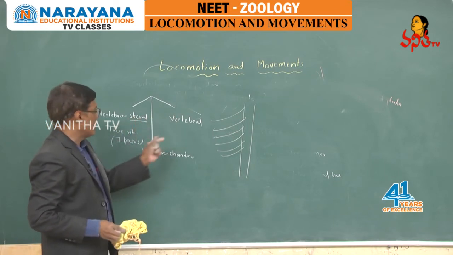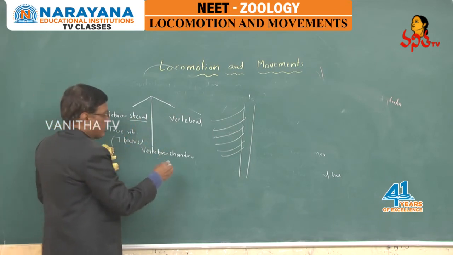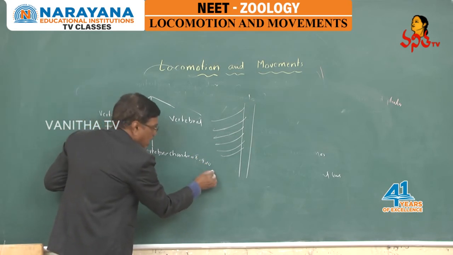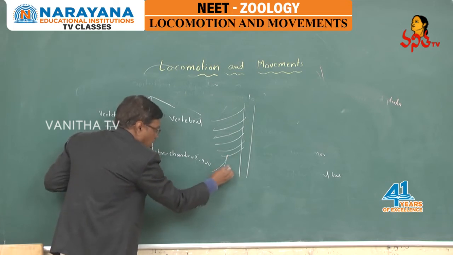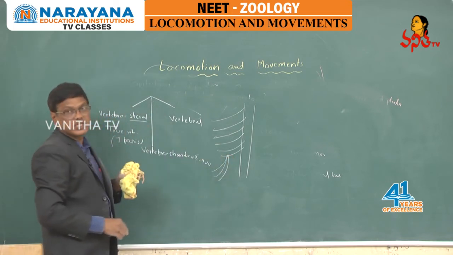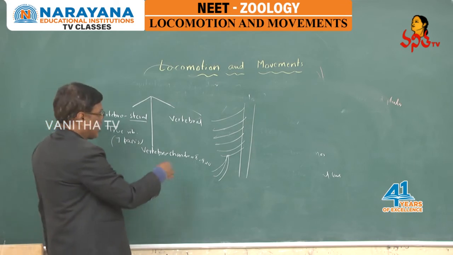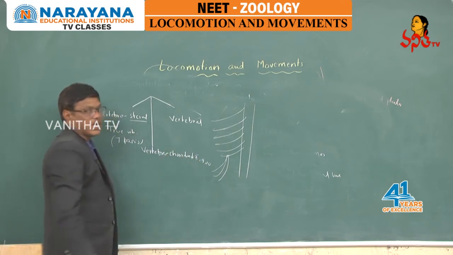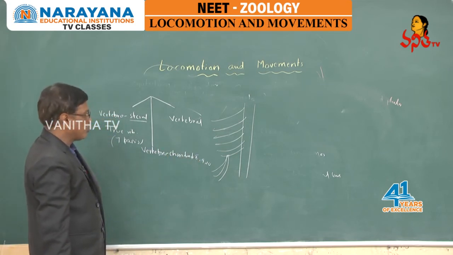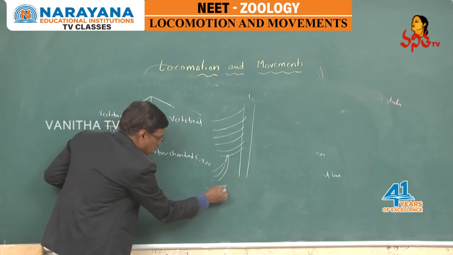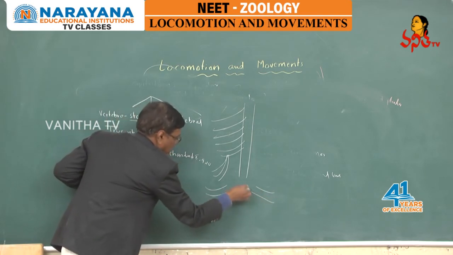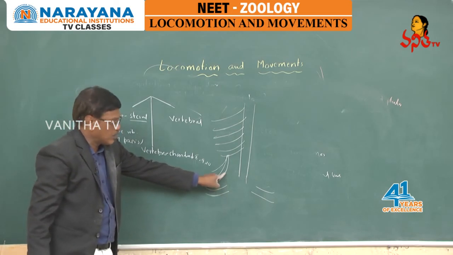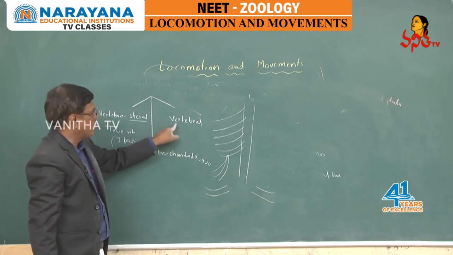How many pairs? The first 7 pairs are true ribs. Then coming to the 8th, 9th and 10th ribs in us, they articulate with the cartilaginous portion of the 7th rib. They are called vertebrochondral. The 11th and 12th pairs neither articulate with the sternum nor with the previous rib. They are only vertebral.